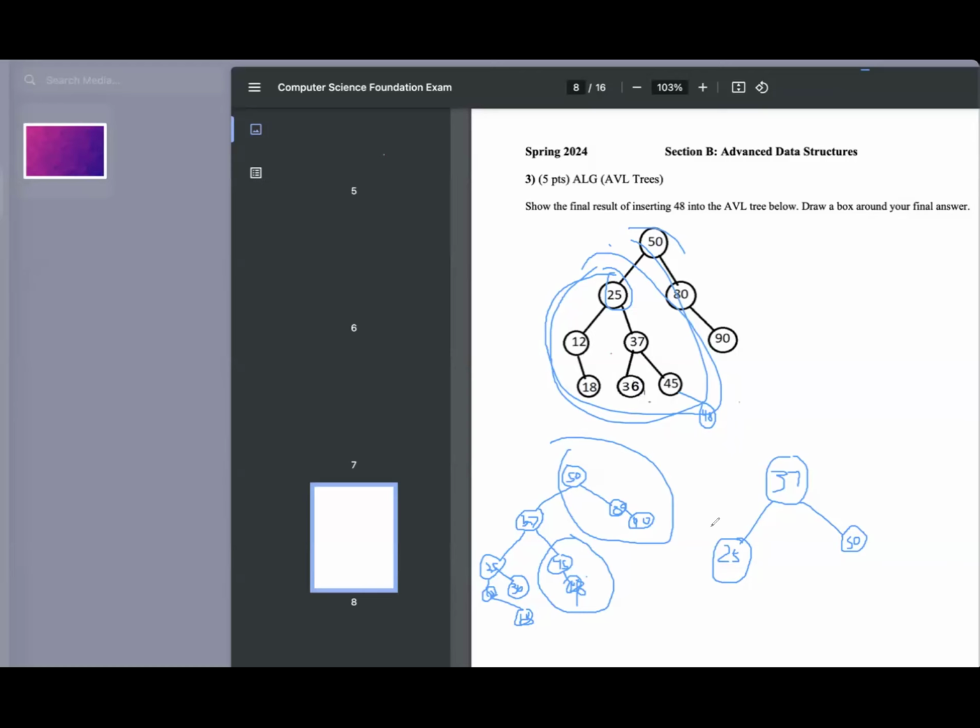Yep. 50, 37. I don't think that copy and pasted right. But for the most part, we could actually just type this. The final tree is black text. It's blue, but we can do.